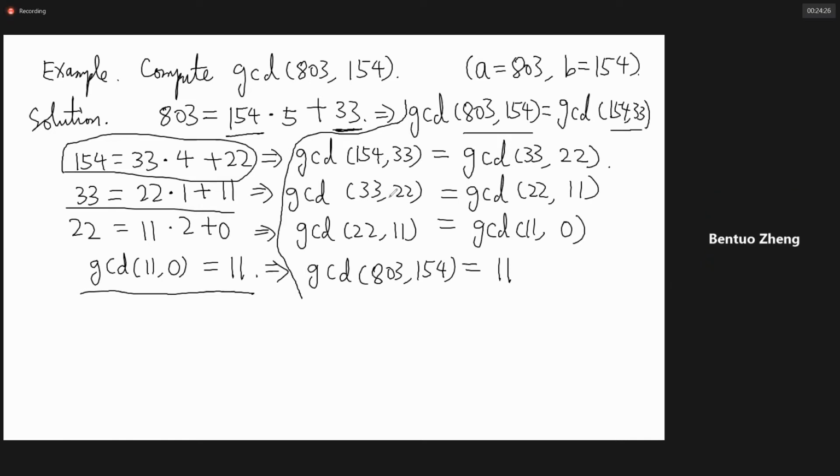All right. So let me give you another example, and I'll give you 3 minutes to work by yourself. Then I'm going to talk about the solution. So compute the greatest common divisor of 1028 and 642. Okay. So please work for 3 minutes.